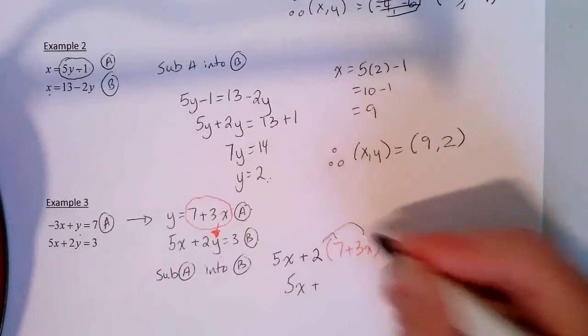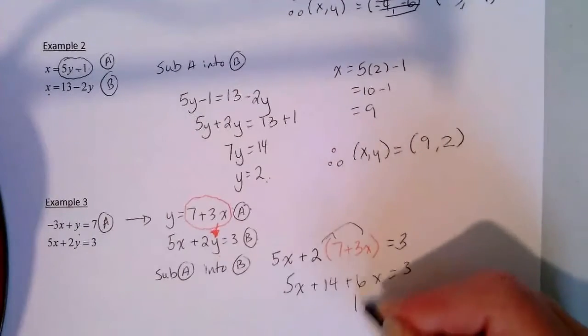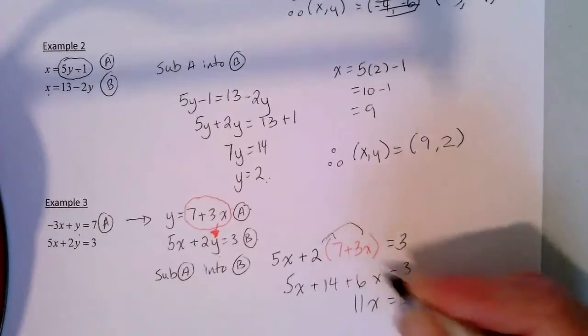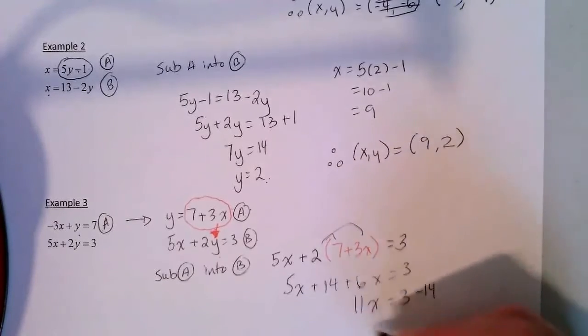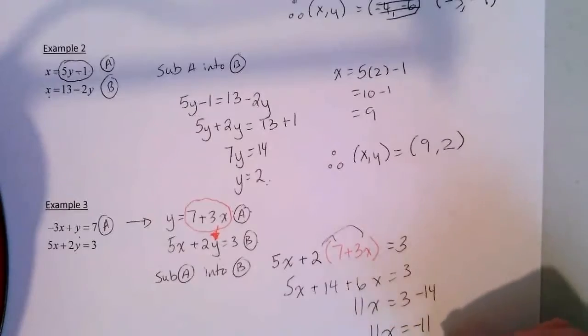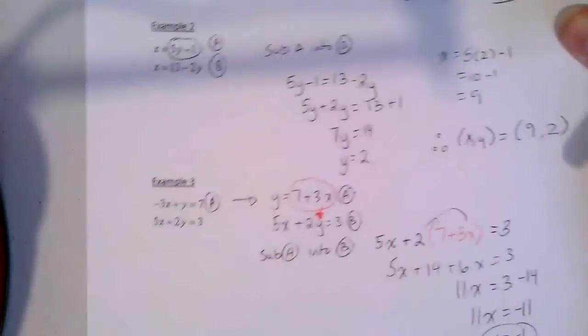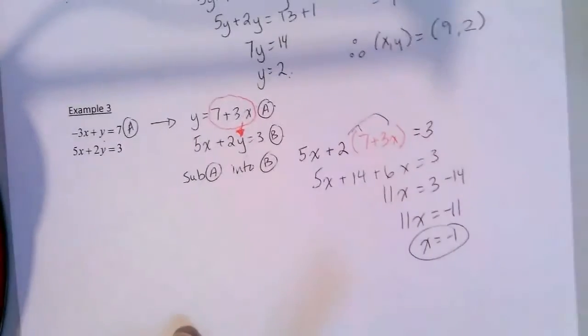So I'm going to apply the distributive law. So that'll be 14 plus 6x equals 3. Gather the x terms, transpose the 14. 11x equals -11, so x is equal to -1. So now I have to go back and find the y counterpart.